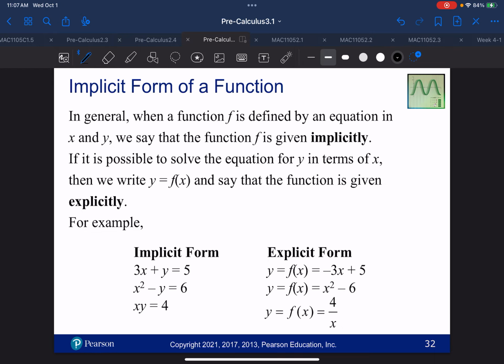Okay, so in general, when a function f is defined by an equation in x and y, we say that the function is given implicitly. But if we can solve the equation for y in terms of x, then we say that the function is given explicitly. So for example of implicit forms, we have these three here, and you can just see that the x and y are on the same side of the equation. y is not by itself. And so this is implicit form. But if we solve those equations for y, then they would be in explicit form.